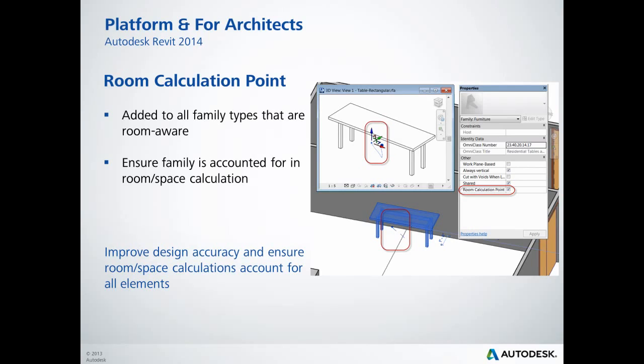Enabling the room calculation point enables you to move the location of the calculation point to fall inside the required space. The room calculation points also have a to/from room functionality for doors so that you can better control how the door calculates which side is the to side and which side is the from side. Bottom line, you can improve design accuracy and ensure room and space calculations account for all elements for more accurate energy analysis.